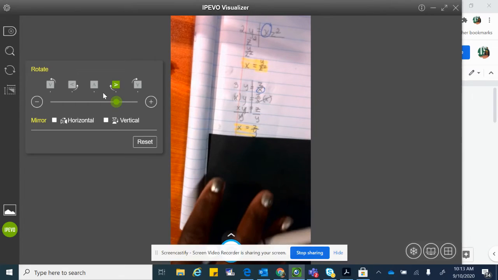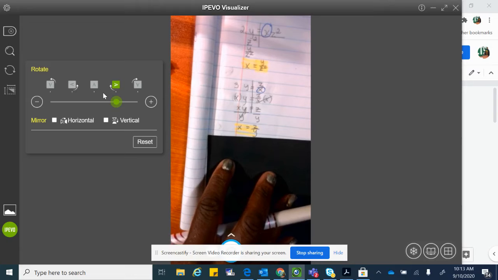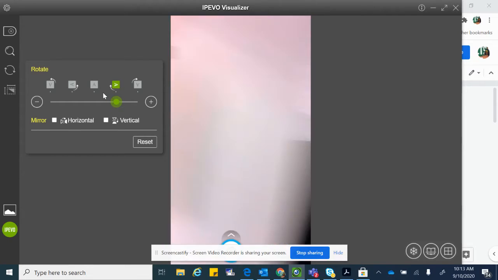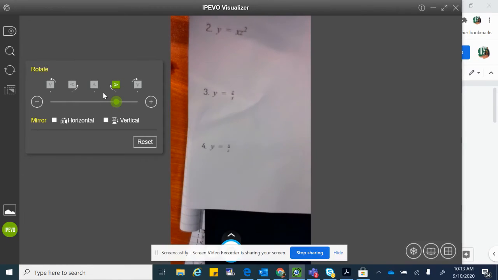Moving right along. Problem 4. y equals x over z. Again, the x is being divided by the z. We need to get rid of that z.